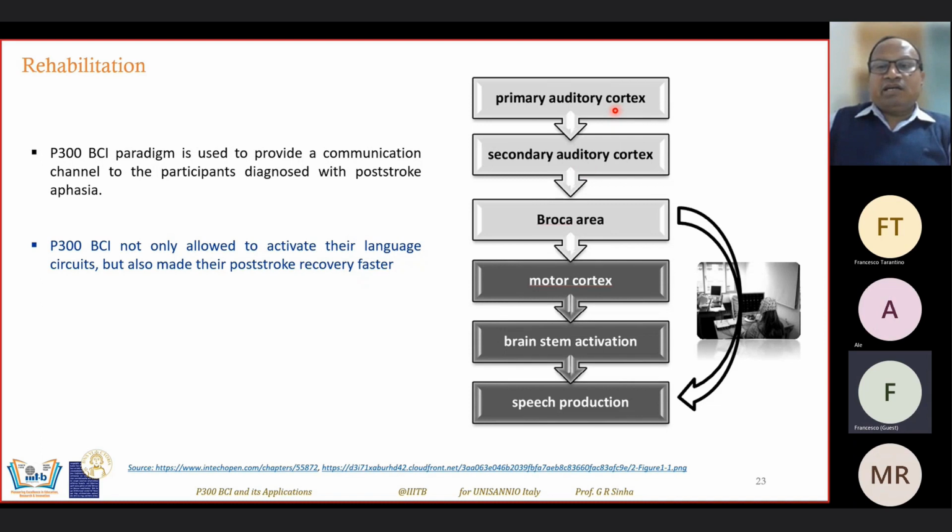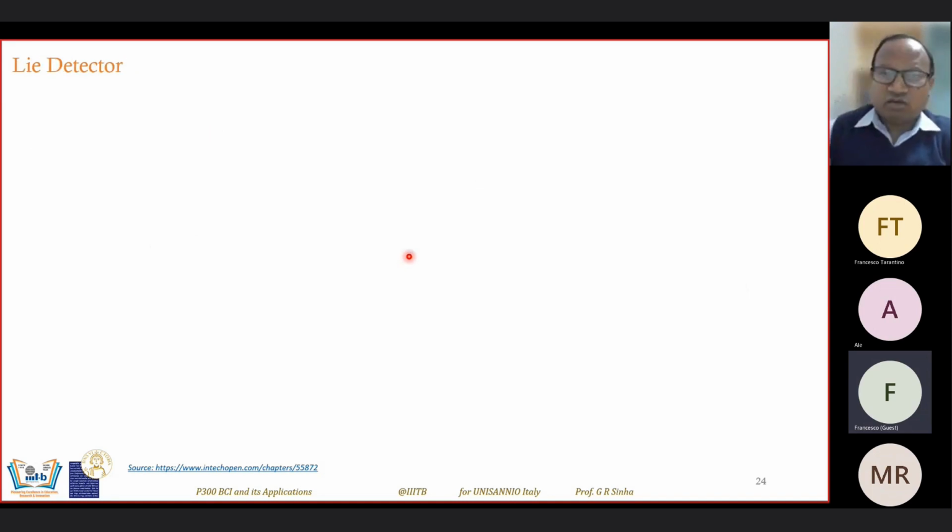So the primary auditory cortex and the secondary auditory cortex go to some area which is called Broca's area. That auditory response comes, it goes to the motor cortex, brainstem activation, and speech production. So what is the meaning? That signal which is generated can be given as feedback to these layers, and finally it can go to the motor cortex and brainstem activation. And this brainstem activation can actually help in correct generation or speech production where the person is unable to produce the speech. So this kind of rehabilitation is possible using a P300.